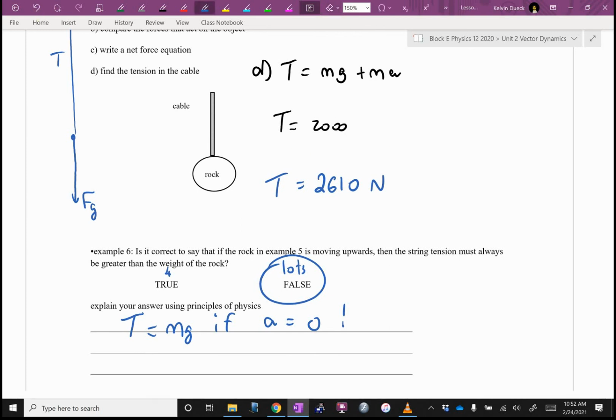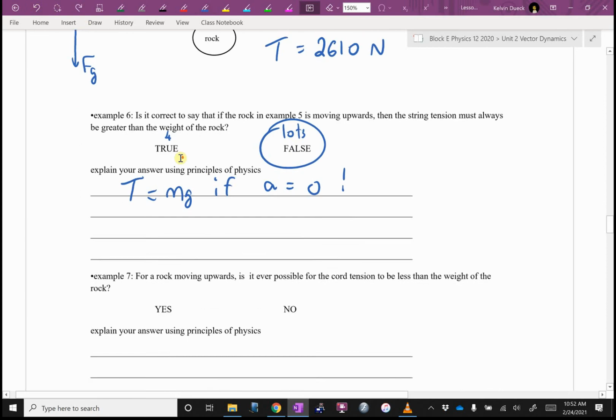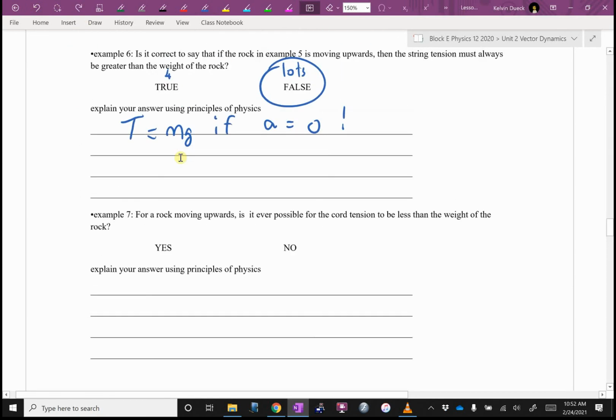Now I want to bring that back. Is that all right? Have I convinced the 4 of you that voted for true? Yes? All right. Jack isn't convinced. Follow-up question then. For a rock moving upwards, is it ever possible for tension to be less than the weight of the rock?